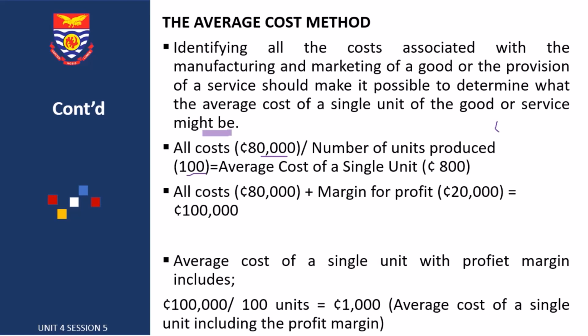So 80,000 here divided by the units produced, which was 100, all over 100. These two zeros will be crossed out.